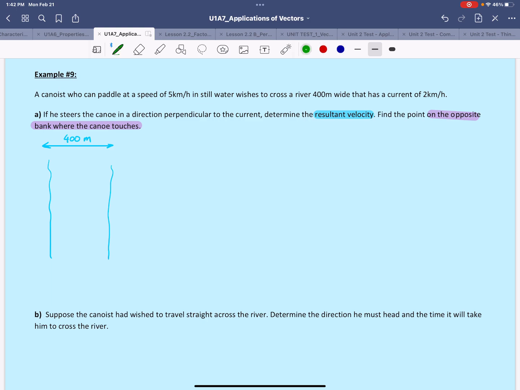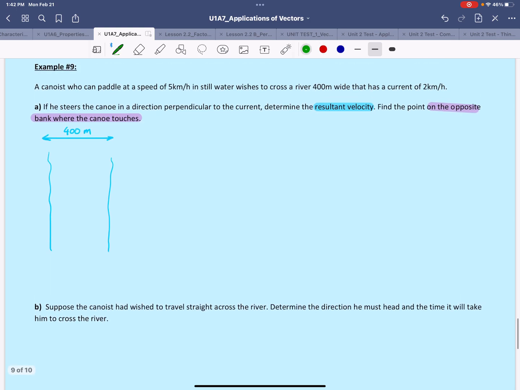So first, we're going to have the velocity of the boat, 5 kilometers an hour, represented by this vector. I'll call it VB. And next, we're going to place the velocity of the current, so tail to head, with the velocity of the boat or canoe. I'm going to call velocity of the current VC, that's 2 kilometers an hour. Again, it's up to you what symbols you want to use.